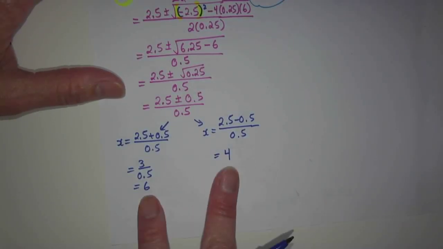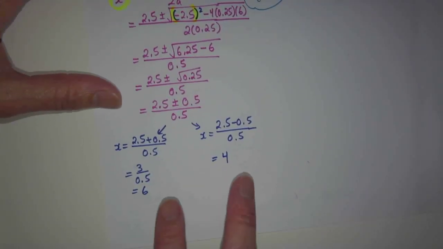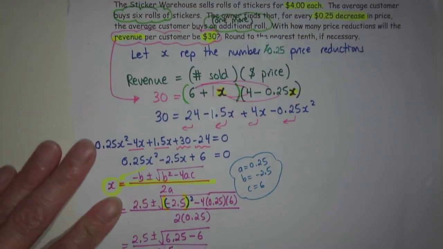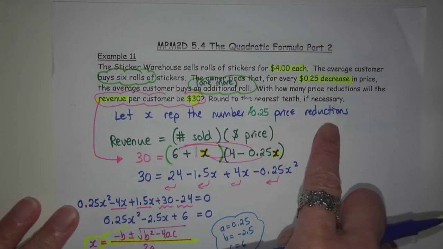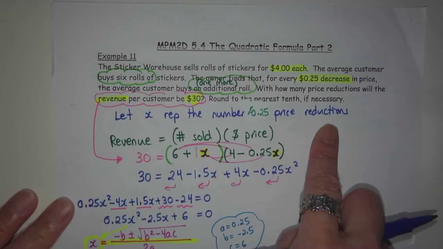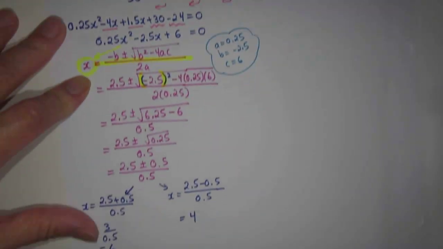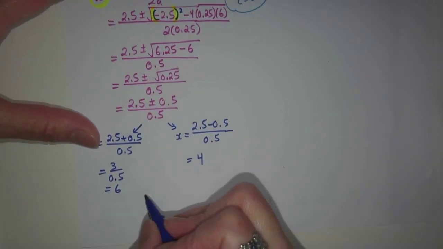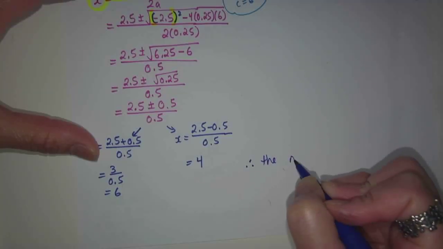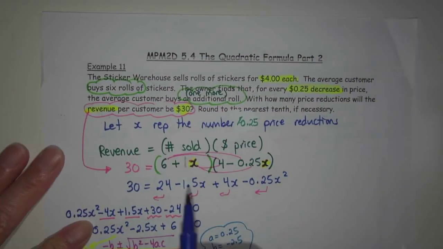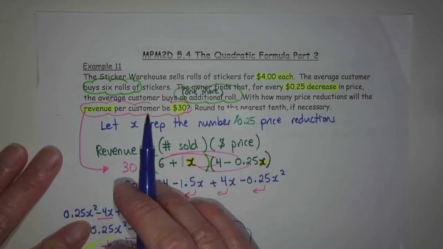Are they both okay answers? What was I being asked? So 6 and 4, and coming back over here, x is the number of 25-cent price reductions. So you can either reduce it by 6 or by 4, and we'll get the same $30. Okay, so I get 2 different answers, and there's nowhere else to substitute this in. So therefore, oh wait, answer the question. How many price reductions will the revenue per customer be 30?